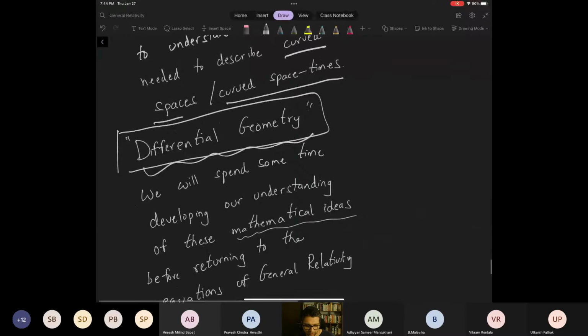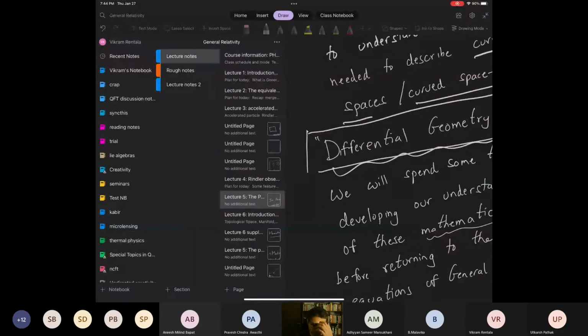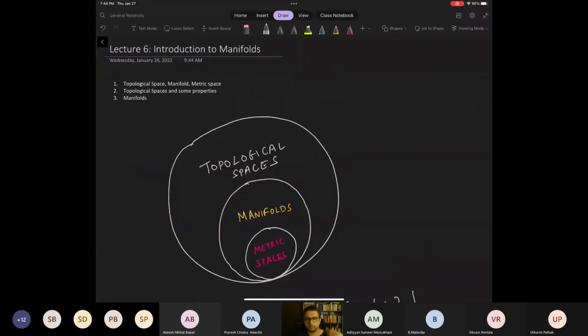Okay, so today what we're going to do is get started with describing curved spacetimes. Okay, and in general, the mathematical notion of spaces, any kind of space, whether it's a space or a spacetime, is this idea of something called manifolds. Okay, and so today we're going to try to get to manifolds, but we will probably get to it only next week.